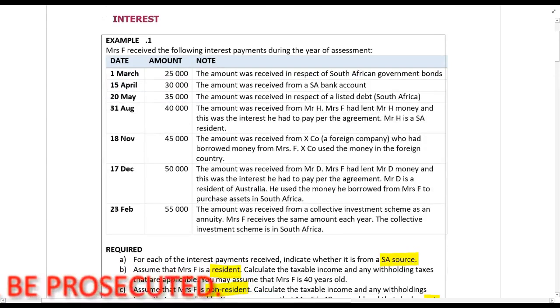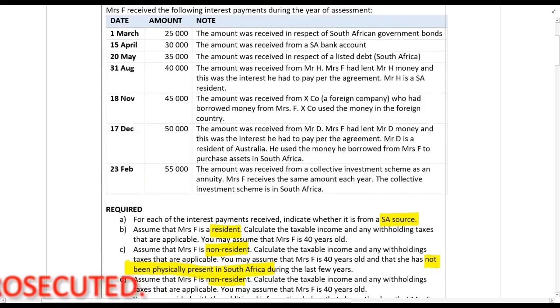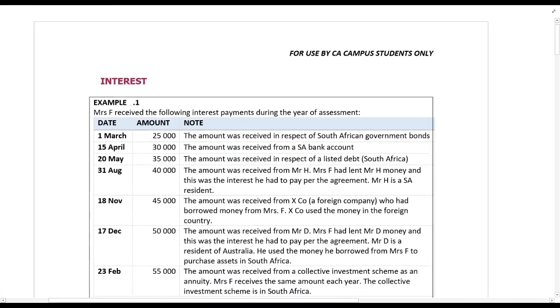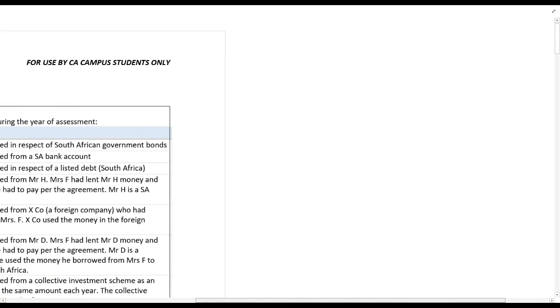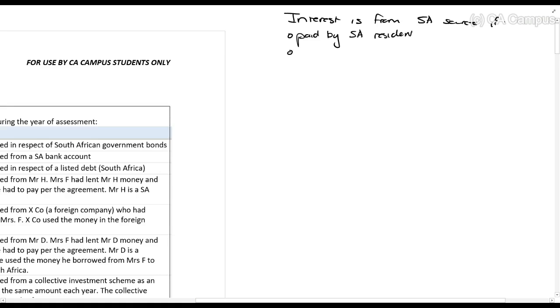Okay, so Mrs. F received the following interest payments during the year of assessment. So then they ask you, first question, for each of these interest payments, indicate if it's from a South African source. So guys, if we talk about a South African source, remember, interest is from an SA source if paid by an SA resident or funds used in SA. And this is obviously section 9(2)(b) that tells us that.